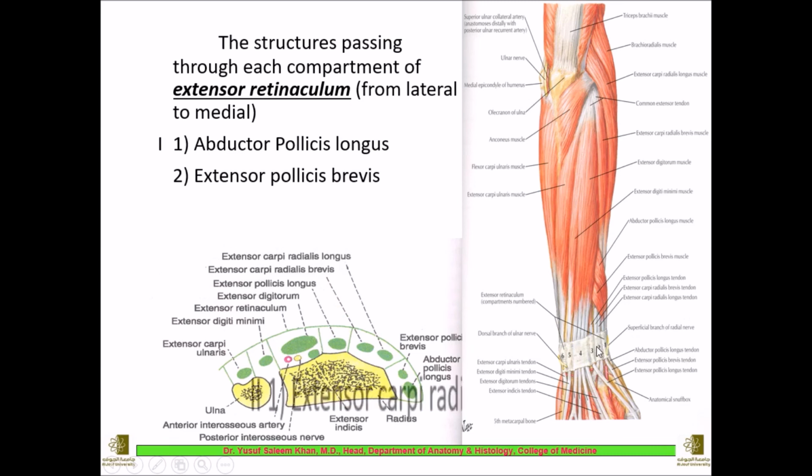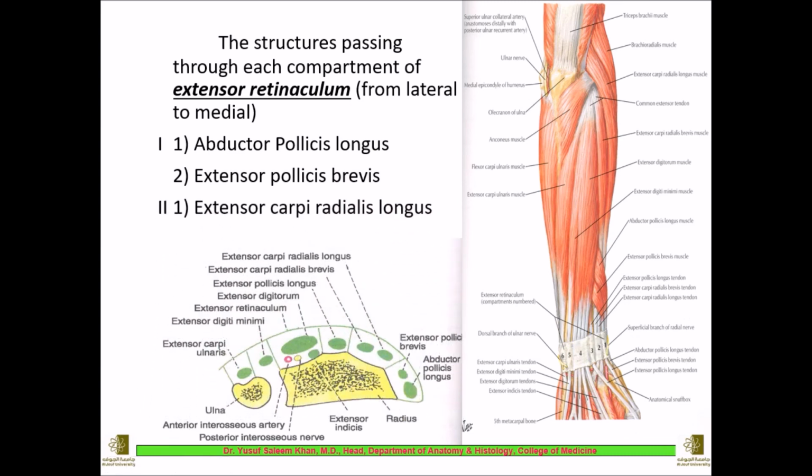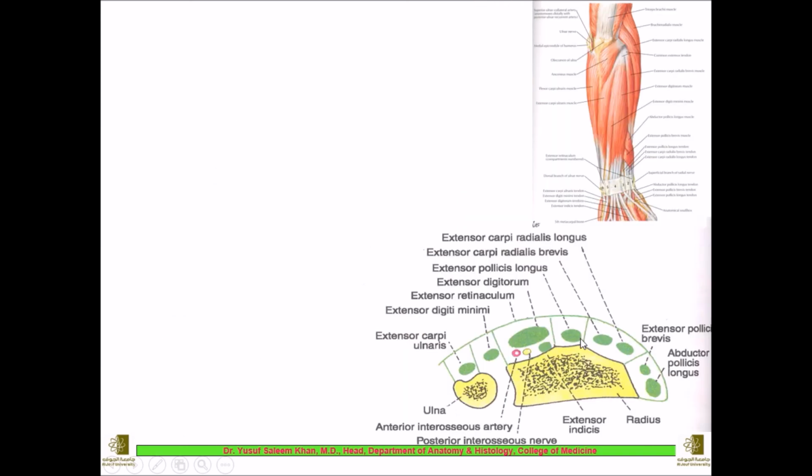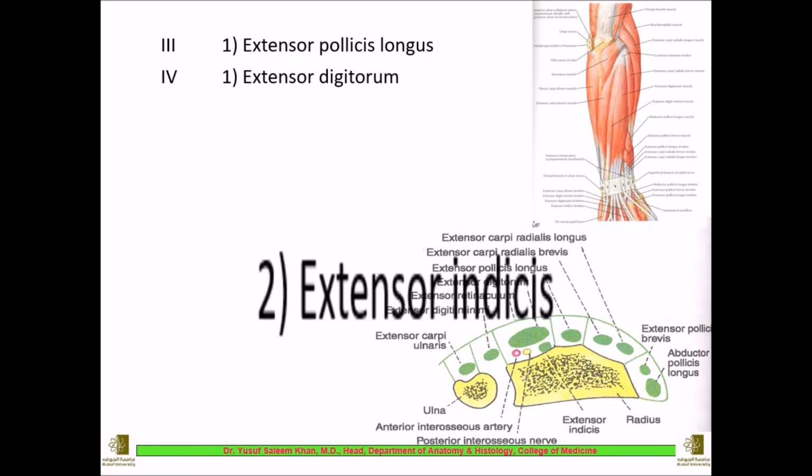The second compartment will have again 2 muscles: the extensor carpi radialis longus as well as the brevis. If you can see here, these pass through the second compartment. The third compartment will have 1 muscle. If you can see here, this is the cross section of the same. The first compartment, abductor pollicis longus and extensor pollicis brevis. Second compartment, extensor carpi radialis longus as well as brevis. The third compartment will have only 1 tendon, the extensor pollicis longus. The fourth compartment is the largest compartment. It will have 4 contents.